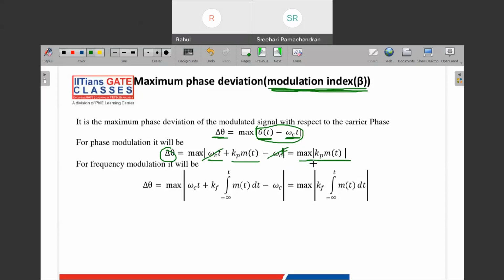Again, in this case, the maximum phase deviation will depend upon the value of m(t). In the case of frequency modulation, the maximum phase deviation is given as omega_c t plus this. This complete thing is theta(t) in the case of frequency modulation. Again, there is a t missing here, so you just write t here. This and this will cancel out each other, and this will be the maximum phase deviation in the case of frequency modulation. This complete thing is in radians, and this is also in radians.